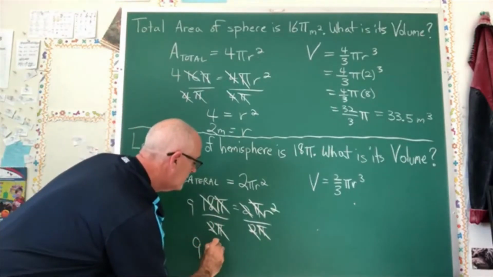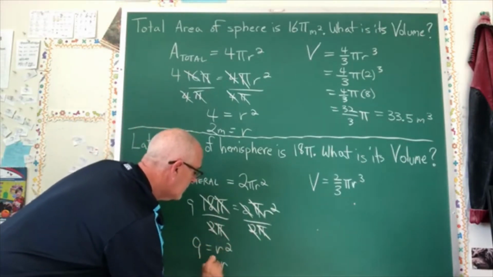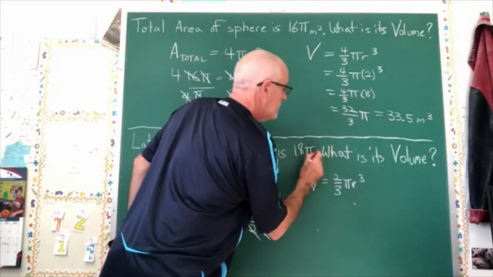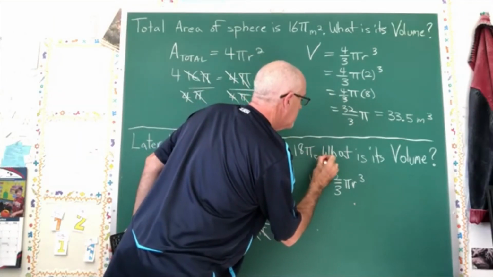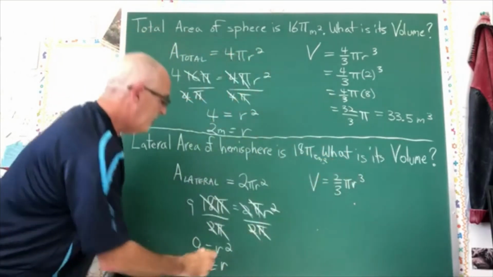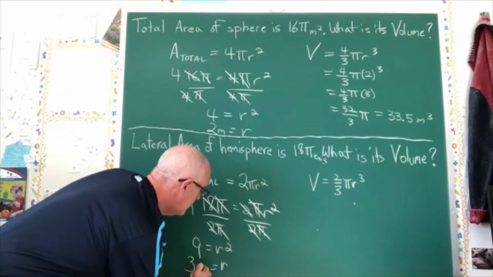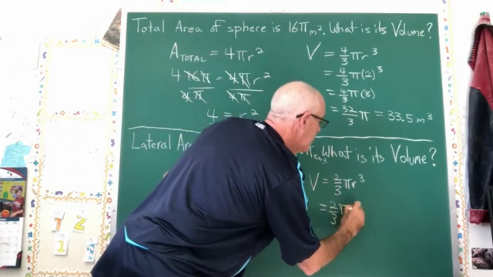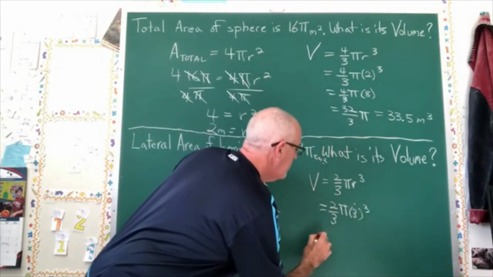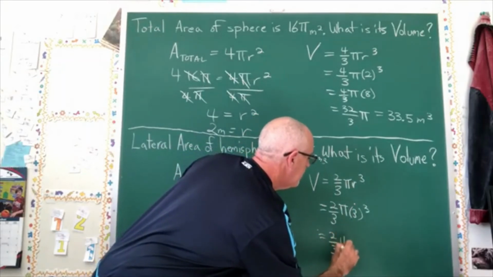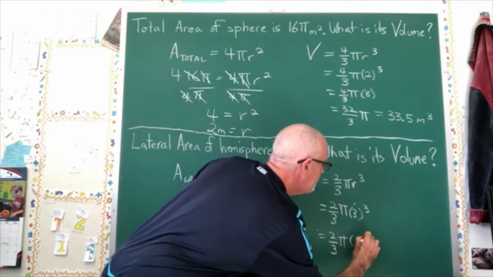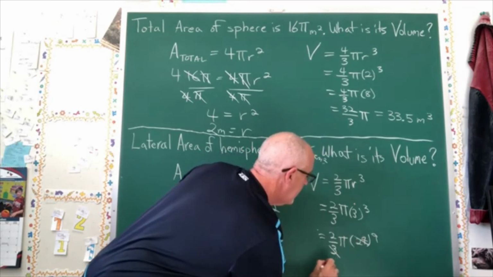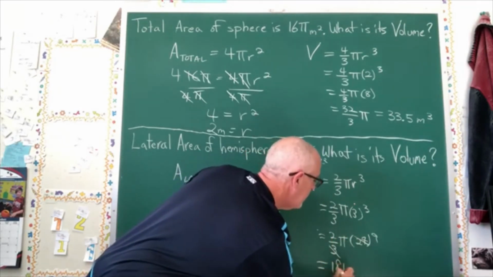I have 9 equals r squared, so r is equal to the square root of 9, which is 3. This was, oh, I didn't give a unit, so I'm going to put one now, centimeters squared. Therefore, my radius is 3 centimeters. And I can plug that radius in here. The volume is 2/3 times pi times 3 cubed, which is 2/3 times pi times 27. The 27 and the 3 will cancel, leaving a 9. So I have 2 times 9, which is 18 pi.